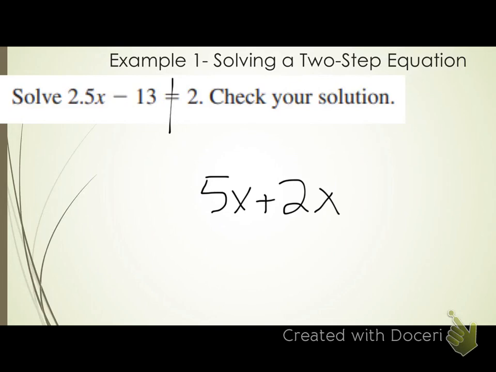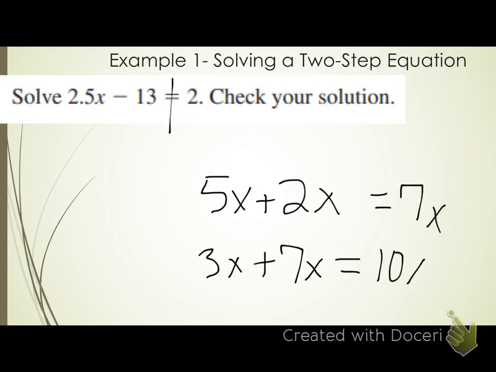So are these like terms? Yeah. The variables are the same. They both have an exponent understood to be 1. So I would get 7x there. Are those like terms? Yeah. They're the same variable with the same exponent. What's 3x plus 7x? 10x.